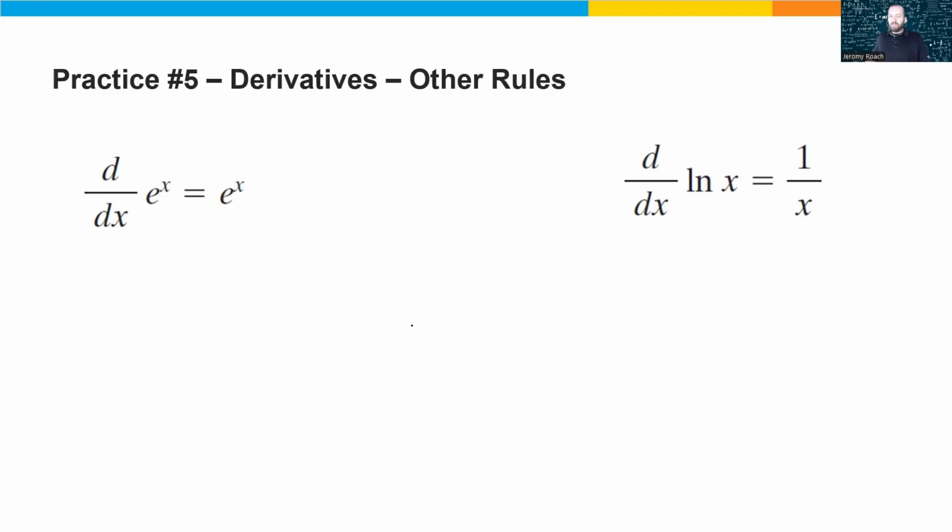Another couple derivative rules we're going to go over. The derivative of e to the x is just e to the x, and the derivative of the natural log of x is just 1 over x. That's just something to remember.